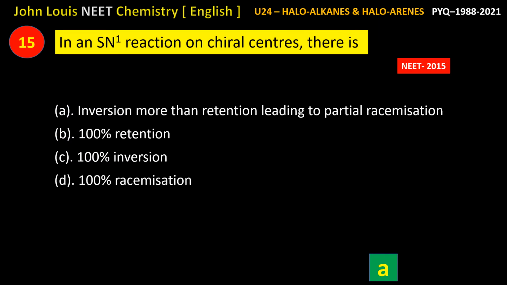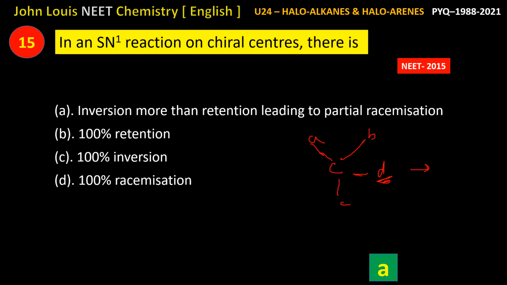In an SN1 reaction at a chiral center, there is inversion more than retention, leading to partial racemization. Options: 100% retention, 100% inversion, 100% racemization. So it is a chiral center. Therefore, this carbon should have 3 or 4 different groups. Let us take A, B, C and D, where D is the leaving group. In an SN1 reaction, what will form?